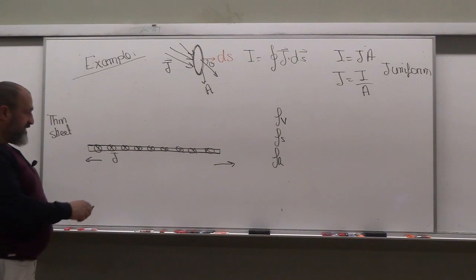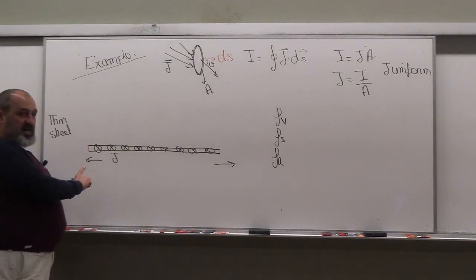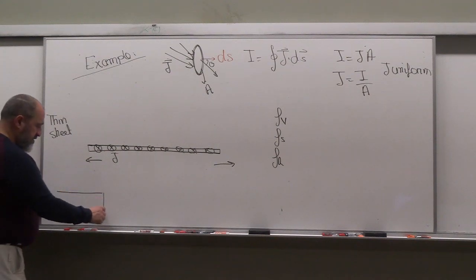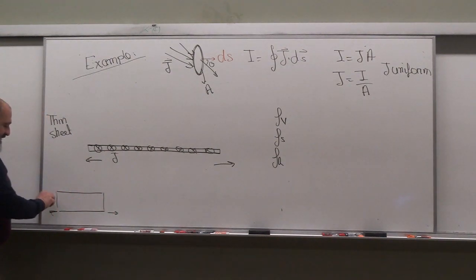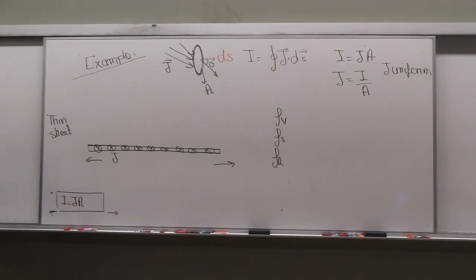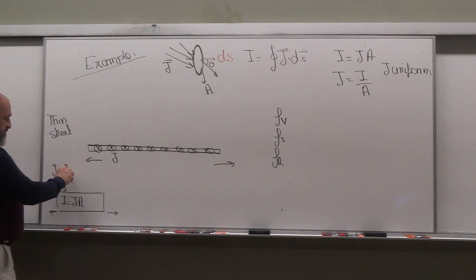Later on, we're going to get an example whereby the sheet is thicker. So when the sheet is thick, let's say it's long this way and long that way, but it has some thickness here, then the current is equal to J times A if the current density is uniform, or the integral of J dot dA. So in this case, J is given in units of amps per meter squared.